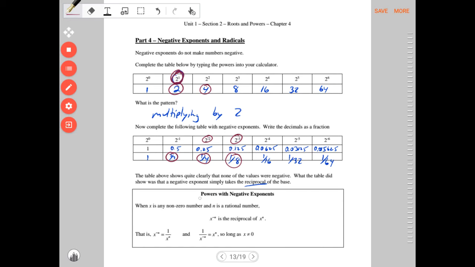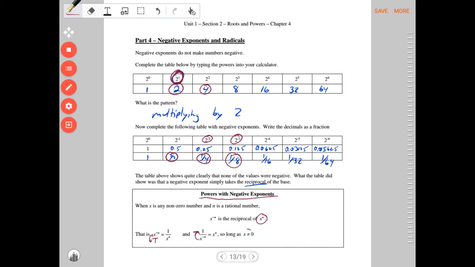So this brings us to our powers of negative exponents. When x is any non-zero number and n is a rational number, x to the negative n is the reciprocal of x to the n. So x to the negative n is simply, because that's written over 1, you just flip the two numbers. So that's just 1 over x to the positive n. If we have a negative exponent on the bottom of a fraction, it just flips up to the top. So 1 over x to the negative n is the same as x to the positive n.